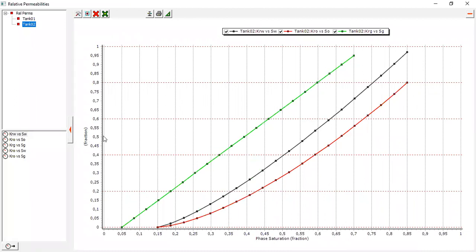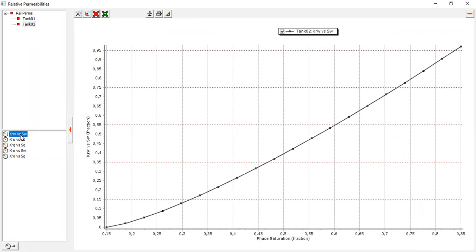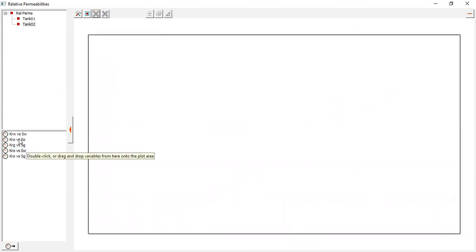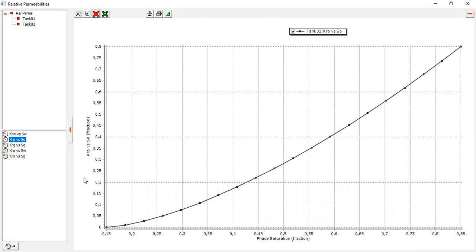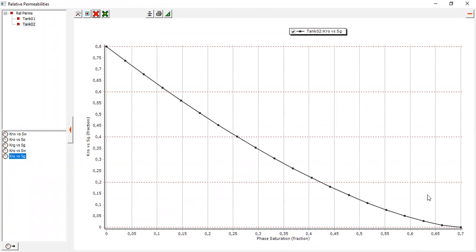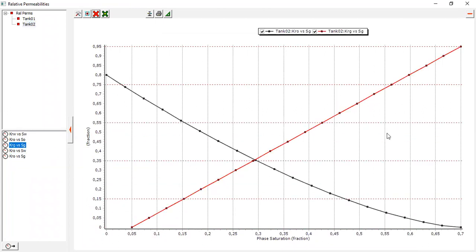And then plot if you want to check the relative permeability. Okay, the relative permeability versus the phase saturation, the same for tank 1 and tank 2. If you want to check relative permeability of water against the water saturation, it's like this. Relative permeability of oil against water saturation, it's like this. And for the gas, relative permeability of oil versus gas saturation, and relative permeability of gas versus gas saturation. Okay, so far so good.